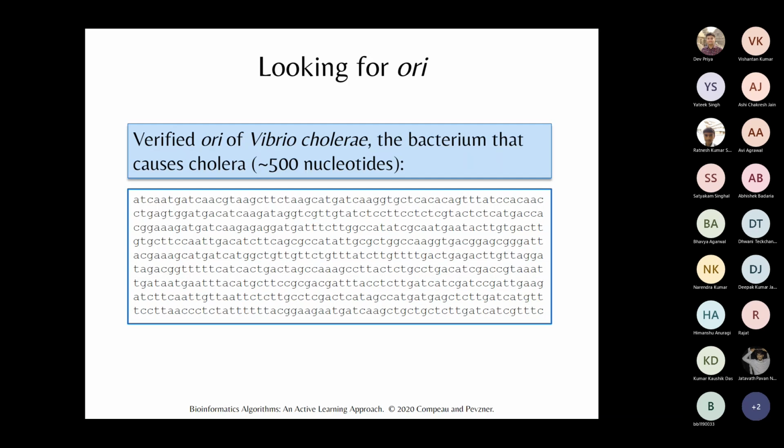So now let us look at the origin of replication of Vibrio cholerae, which is a bacteria, right? Typically, an origin of replication is about 500 nucleotides long. So now let's try to understand, is there some hidden message, or is there some information that we can discover in this Vibrio cholerae? Can somebody see and tell me if they find some pattern?